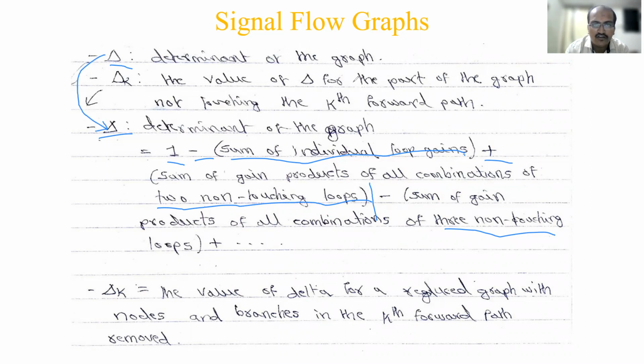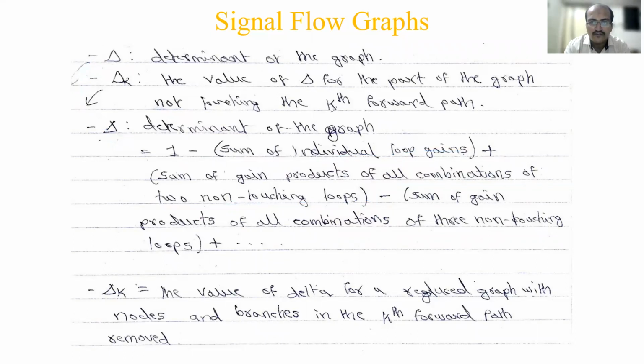Then delta k means the value of delta for the part of the graph not touching the kth forward path. These terms you have to understand when we discuss the problem. The value of delta for a reduced graph, with the nodes and branches in the kth forward path removed. Whatever is not there in that path, we will remove. You will understand that with the problem itself. So this is about the Mason gain formula. To understand that, we have to go to a problem.